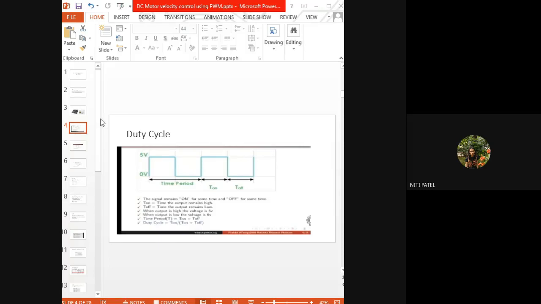Okay. Now, how do we calculate this time period? On this duty cycle, you can see an arrow of a time period. What is that time period? From the point it has started to the point it has completed one cycle, that is what is called the time period. So how do we calculate?